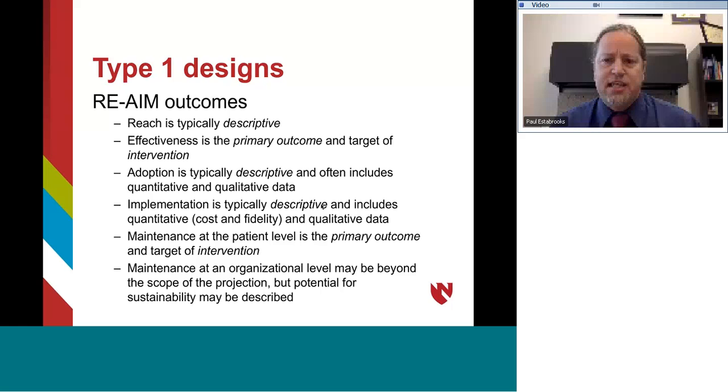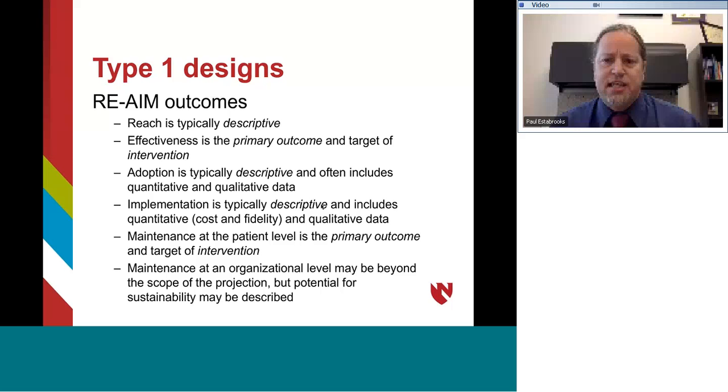Then from an adoption standpoint with type 1 designs, it's typically descriptive as well, and often includes quantitative and qualitative data. So you might talk about the number of staff members that are approached to participate in delivery within a given study, and you might talk about the proportion and the representativeness there, but you also might just do qualitative focus groups or key informant interviews that give you a sense of what the context is for adoption.